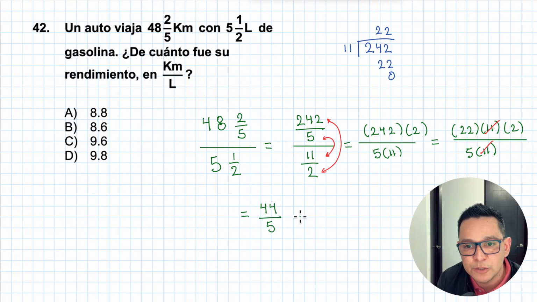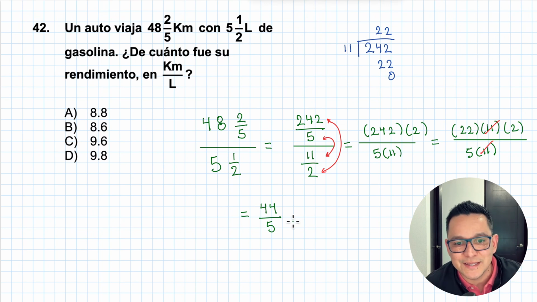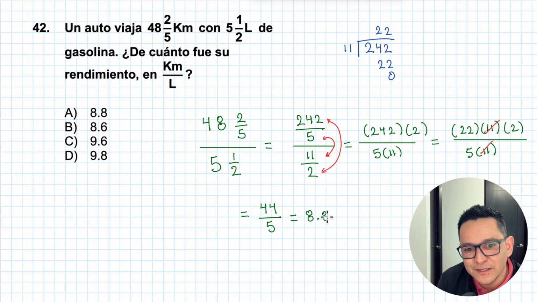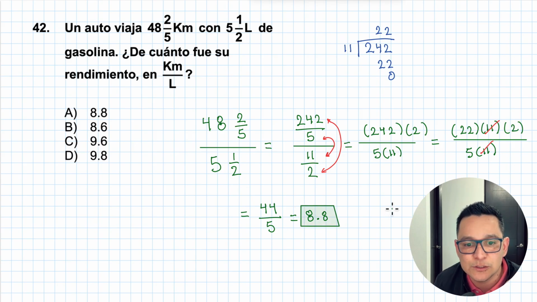And this division is pretty simple now, right? 44 divided by 5. Let's see, if it were 44 divided by 10, what would you get? Well, you'd get 4.4. But it's just divided by 5, so the answer has to be 8.8. Do we agree on that? So 44 divided by 5 gives me 8.8. This one right here will then be the solution.